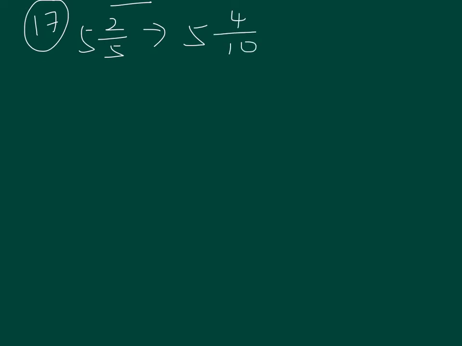Move on to question 17. Express 5 2 over 5 as a decimal. This is the same as 5 4 over 10, which means this is 5.1 decimal place, which is 4. So our final answer for question 17 is 5.4.